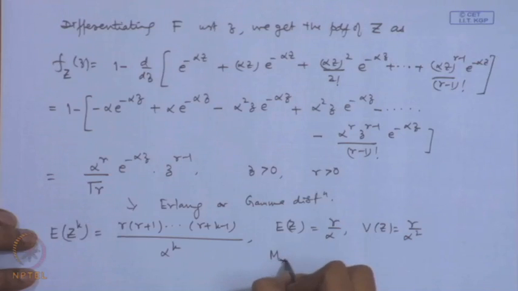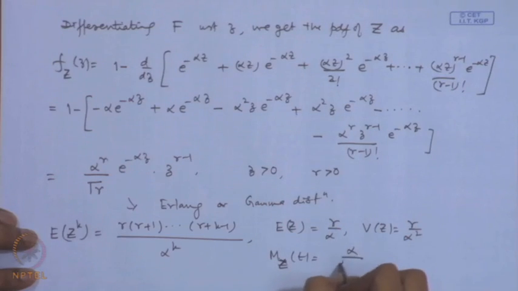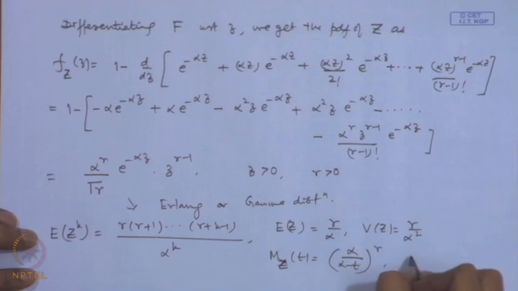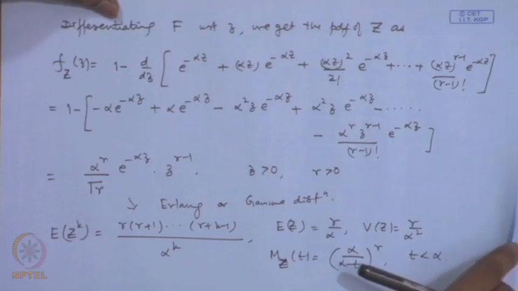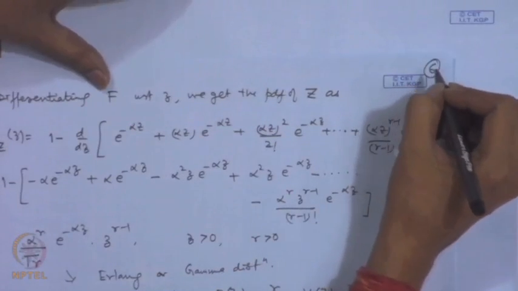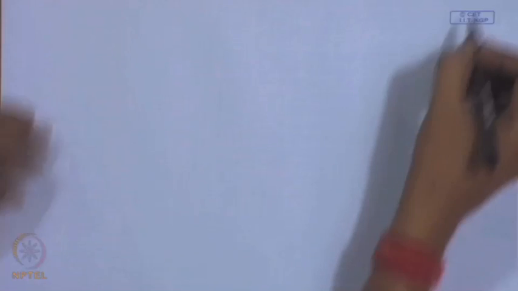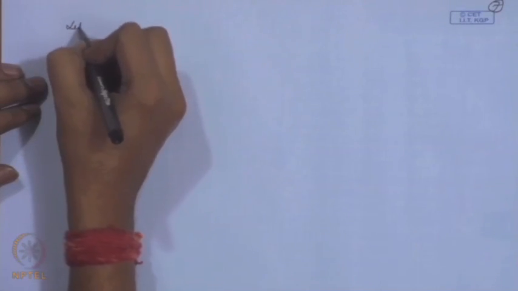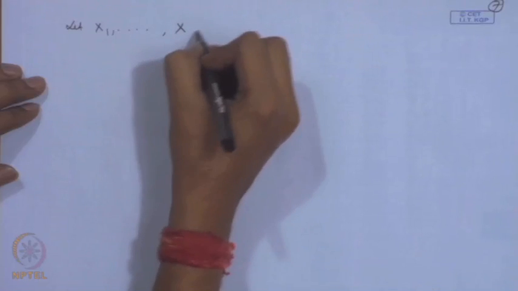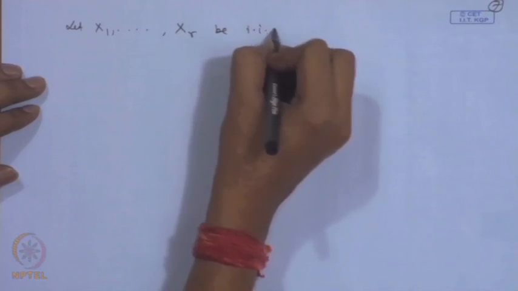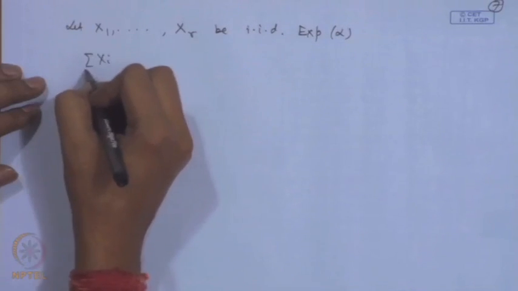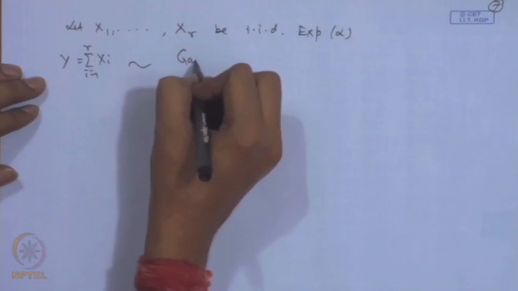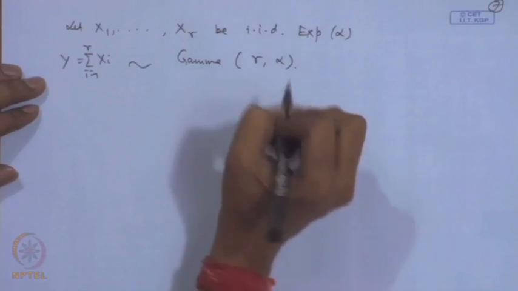The moment generating function of z will be equal to alpha by alpha minus t, to the power r, for t less than alpha. Notice here the moment generating function of the exponential distribution was alpha by alpha minus t, and this is power r. So, that immediately suggests that the sum of independent exponential variables will be gamma. Let me write this additive property: let x 1, x 2, ..., x r be IID exponential alpha variables, then the sum of x i, i equal to 1 to r, which is equal to y, will follow a gamma distribution with parameters r and alpha.